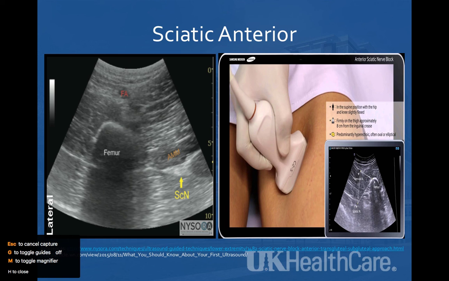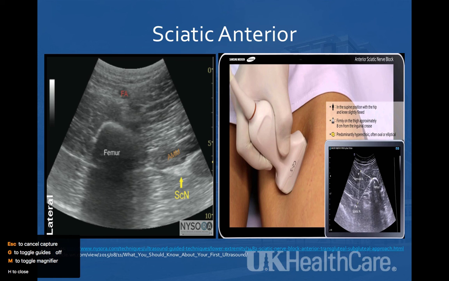So, important structures to pay attention to here. We have our femur that's identified, our femoral artery. AMM is our adductor magnus. Again, like when we're doing our obturator nerve block, in this particular image we're probably up a little bit higher than where we would take a conventional obturator nerve block, but the adductor segment itself is still there.